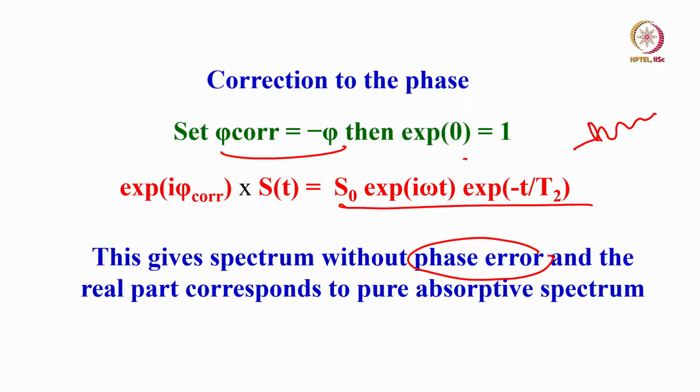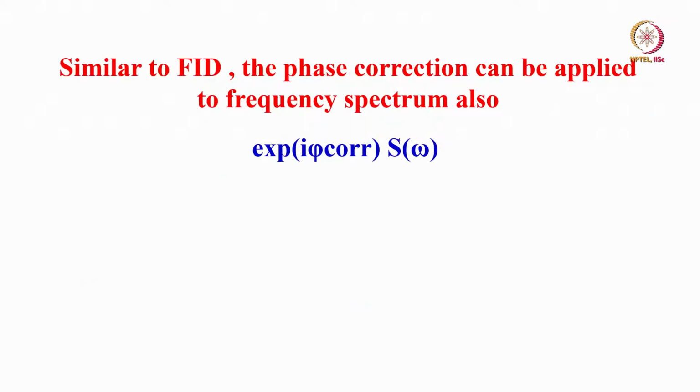But it so happens it will not be perfect; there will always be some inherent phase errors. But then you can apply the phase correction like this, and then you will get a signal which is free from phase errors, and the real part corresponds to pure absorptive spectrum, and the imaginary part corresponds to pure dispersive signal.